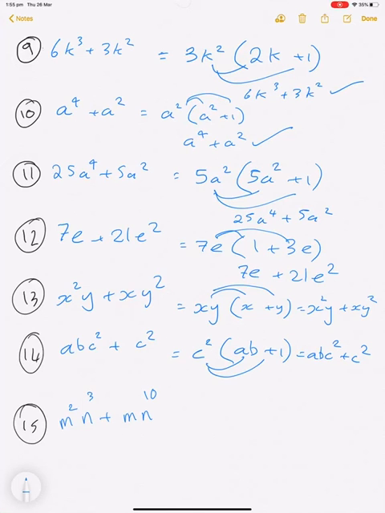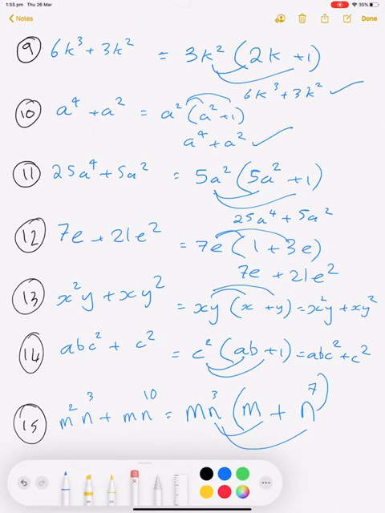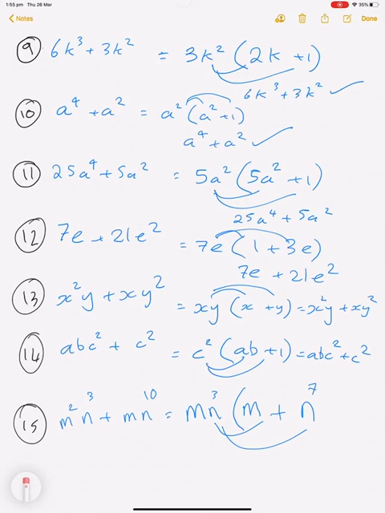Okay, the highest common factor here is going to be, we can definitely take an m out, and the highest power of n is 3. Okay, so we've got m plus n to the 7. Okay, so it's quite a difficult one. Done there, okay. So we've got m squared n cubed plus m n to the 10.